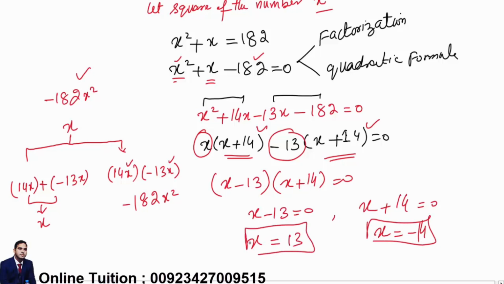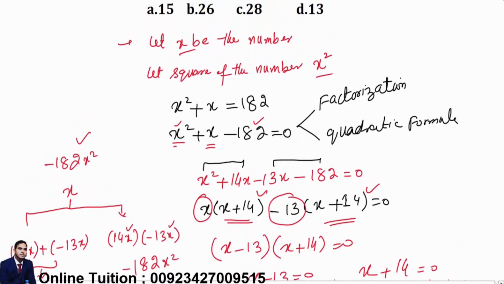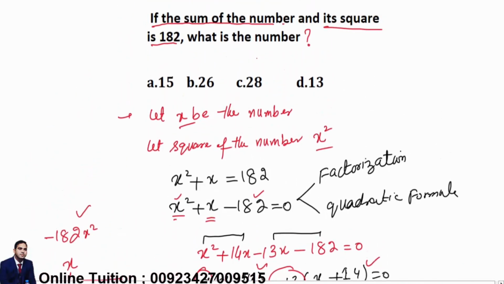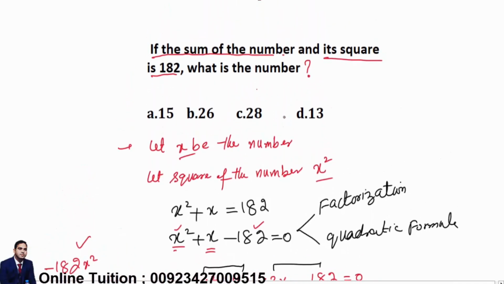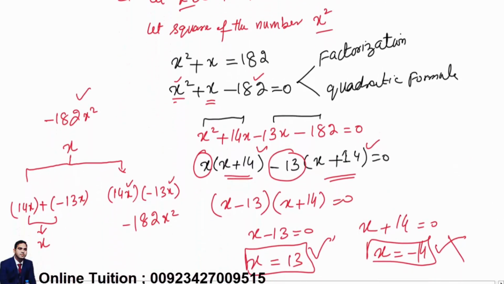So this is a positive number, this is a negative number. We are not going with the negative number, so we will take 13 and check in the question whether 13 is given or not. In the question, option D is 13. So our answer is 13. D is the correct answer of this question. Similarly, you can easily find any number like this.